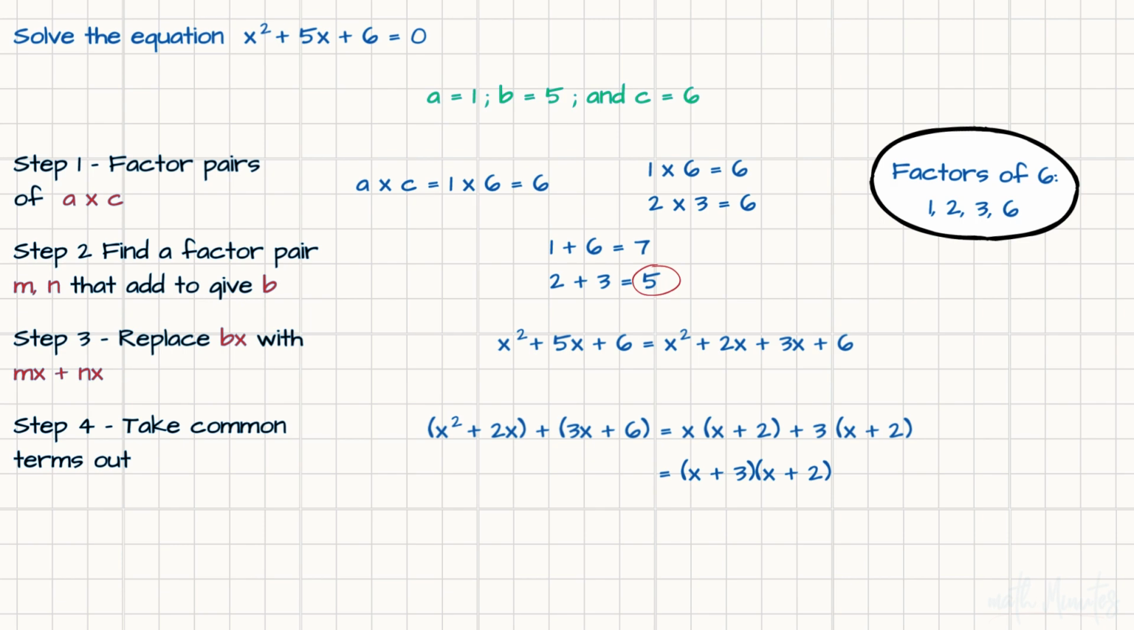It's always a good idea to check our factorising is correct. We can do this by expanding our brackets. x plus 3 times x plus 2 equals x squared plus 2x plus 3x plus 6, which equals x squared plus 5x plus 6. So we can see that we have indeed factorised the equation correctly.